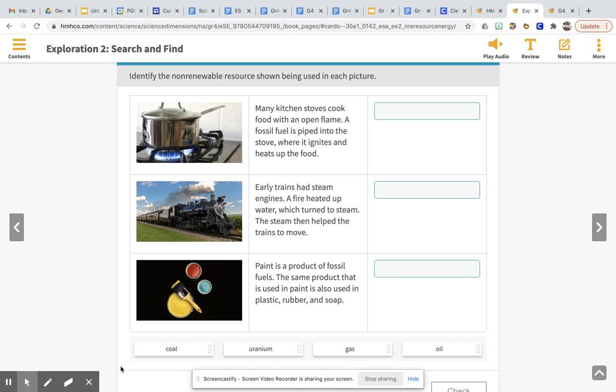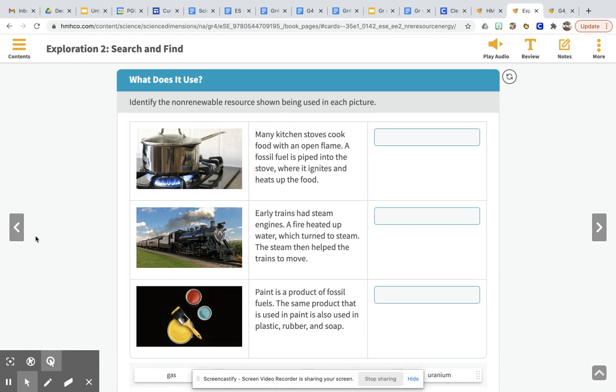And then paint is a product of a fossil fuel. The same product that is used in paint is also used in plastic, rubber, and soap. Which non-renewable resource is at work here? Please pause the video and discuss which item goes where.